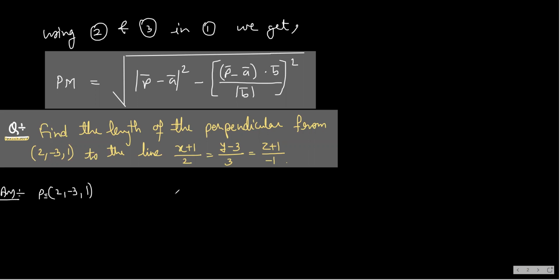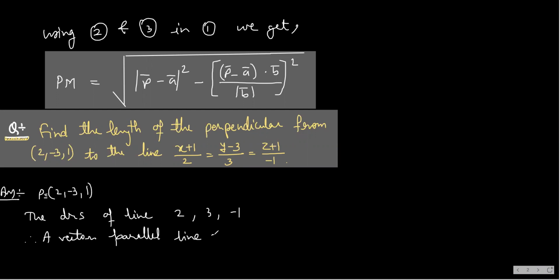Now see, the line equation is this. So I will write the DRs of the line. What are the DRs of the line? 2, 3, minus 1 are the DRs. Therefore, a vector parallel to the line can be given as B bar equals 2i cap plus 3j cap minus k cap. Using this 2, 3 and minus 1, which are the DRs, I wrote a vector parallel to the line. How did I get the DRs? These denominators are the DRs.